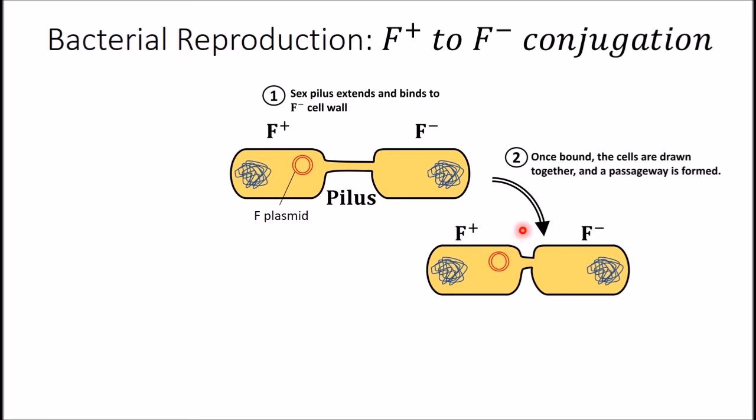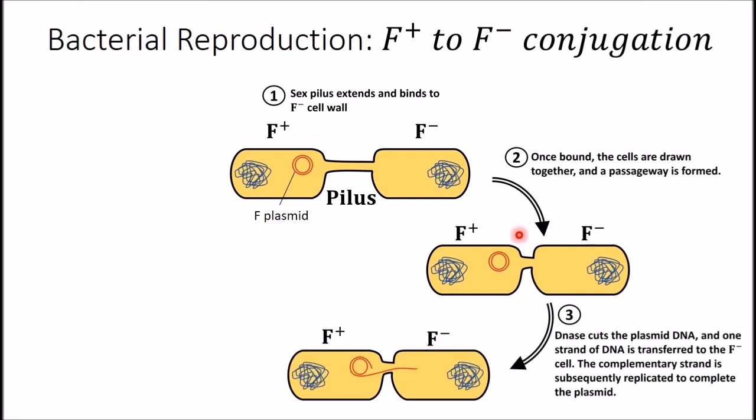We don't want to do that. The F+ cell wants to keep its plasmid. So it makes a little cut, okay, and it transfers one strand, a single strand of the plasmid to the F- cell. This is a very small plasmid, by the way. It's very small and takes a very short amount of time. And let me remind you that there are no genes on this F plasmid except for the genes associated with conjugation. That is it. So it's very small.